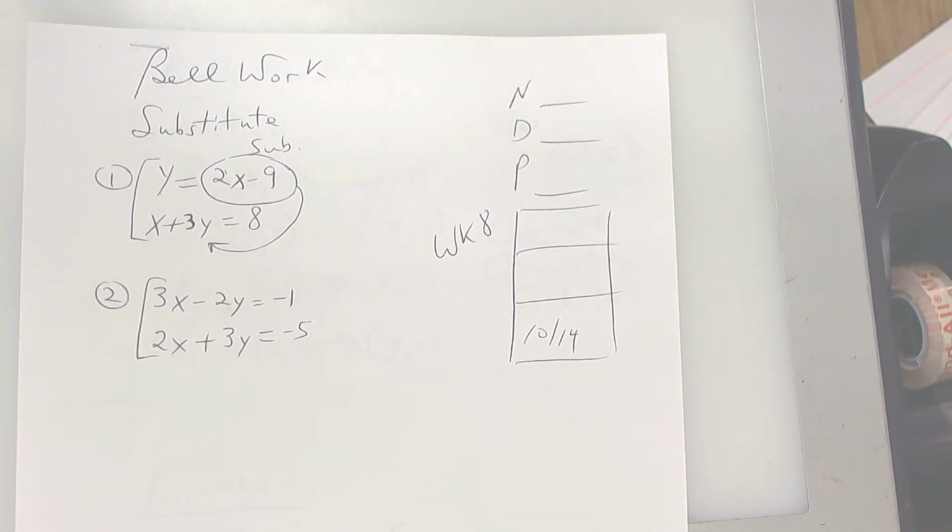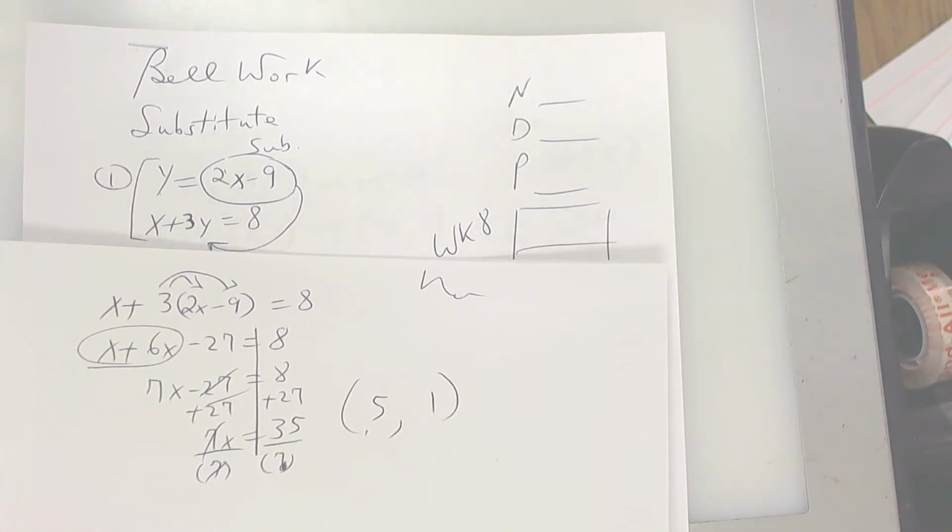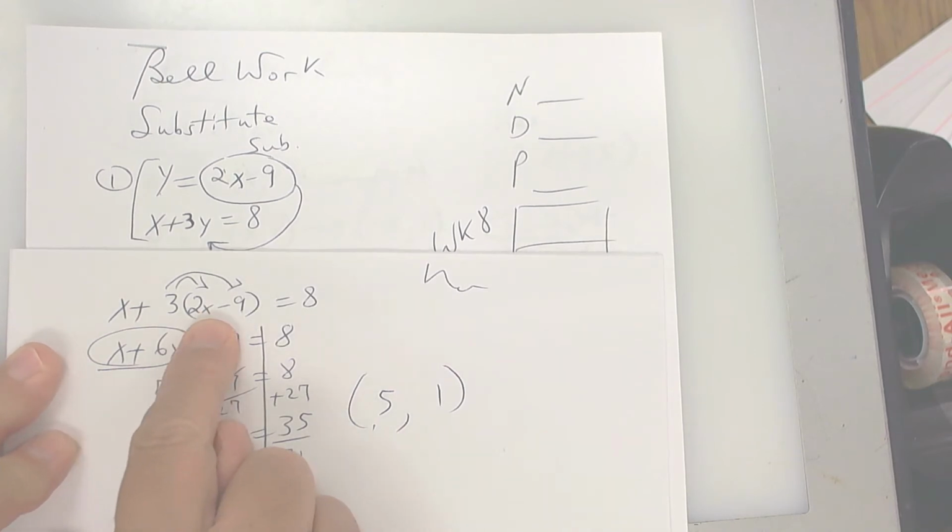Okay, hello, good morning. We're in week 8, and your bell work goes at the bottom. Let's take a look at this one. Y is already by itself, so you're going to take all of this and substitute in place of that Y. When you substitute in place of the Y, you're going to have this.